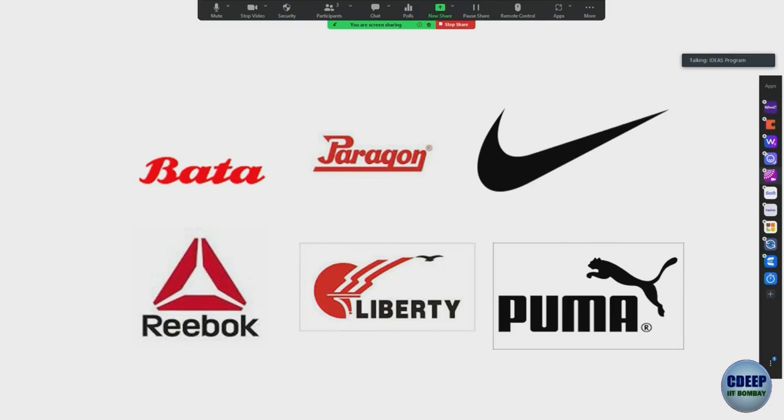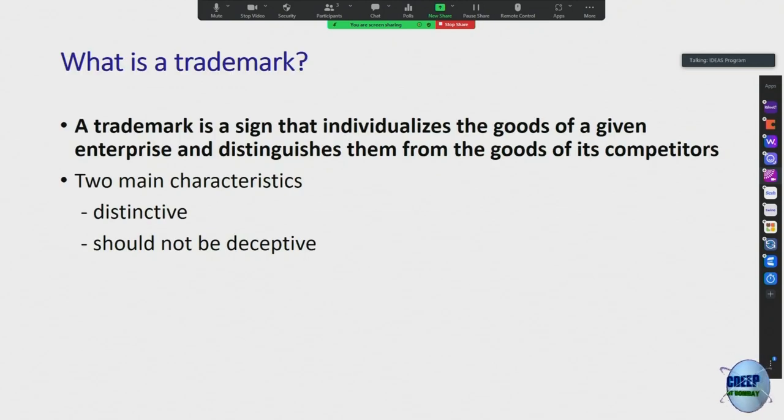What does this represent to you? What do these signs represent to you? Footwear. So all of them are footwear. Basically, they belong to different manufacturers, isn't it? So, trademark is a sign that individualizes the goods of a given enterprise and distinguishes them from the goods of its competitors. Bata is not same as Reebok. Reebok is not same as Skechers. So, although all of them represent footwear, that sign enables you to distinguish between a Bata product and a Skechers product.